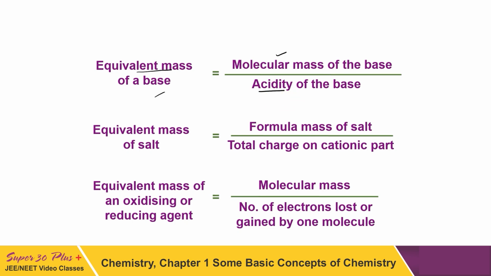Number of OH minus ions given by base, because primarily base gives OH minus ion. Now equivalent mass of salt. For salt, it is the molar mass or the formula mass of salt divided by the total charge on cationic part, or you can also use the anionic part, but please don't use both of them together. Total charge on cationic part or total charge on anionic part.